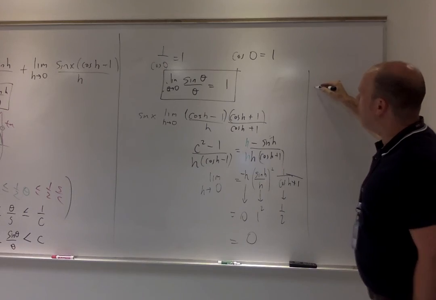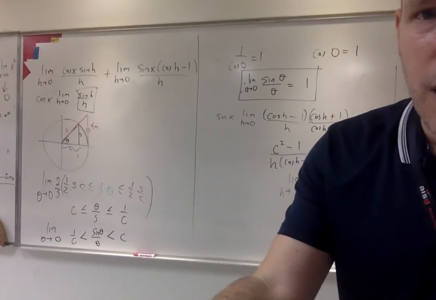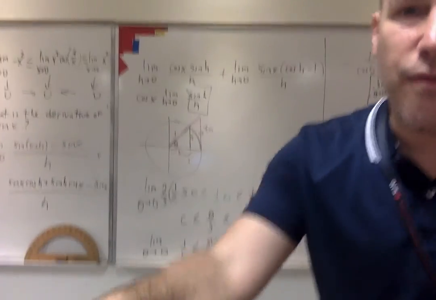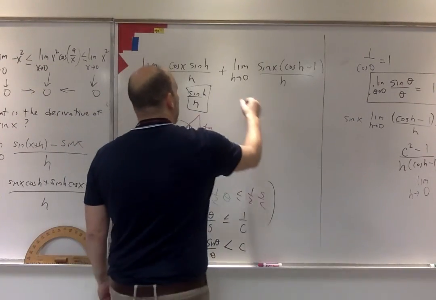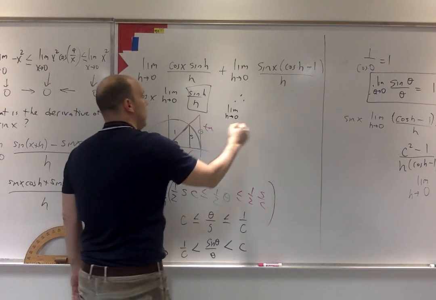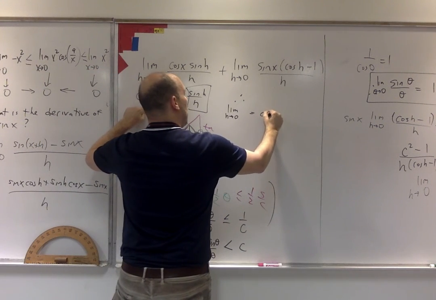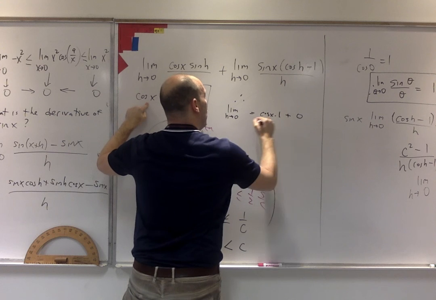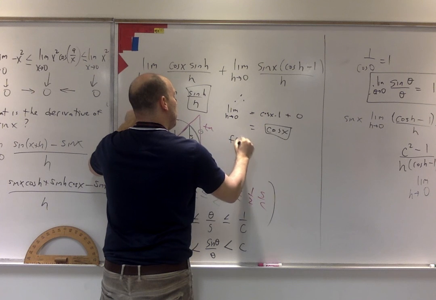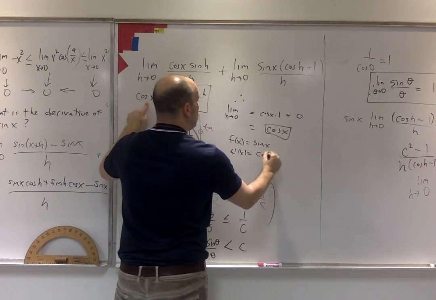Therefore, to conclude, the limit as h approaches 0 is equal to cosine x times 1 plus 0, or cosine x. And therefore, if f of x equals sine of x, the derivative of f of x equals cosine of x.